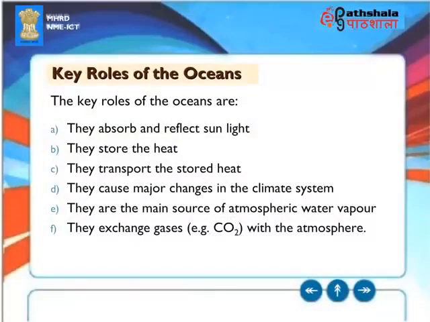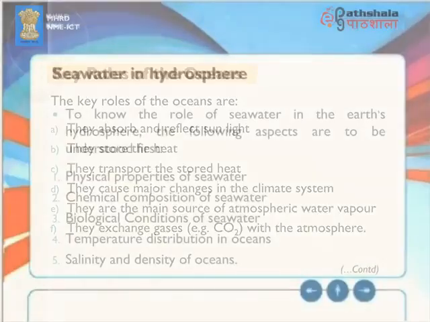Key roles of the oceans. The key roles of the oceans are: they absorb and reflect sunlight, they store the heat, they transport the stored heat, they cause major changes in the climate system, they are the main source of atmospheric water vapor, they exchange gases, for example carbon dioxide, with the atmosphere.